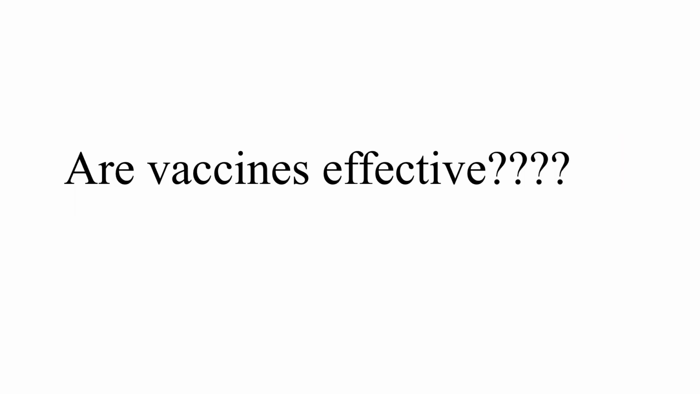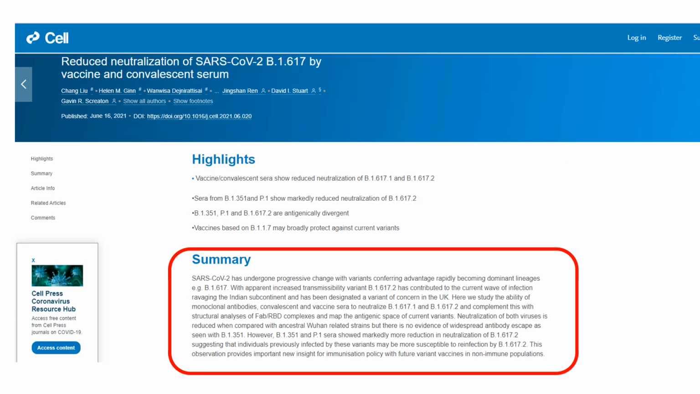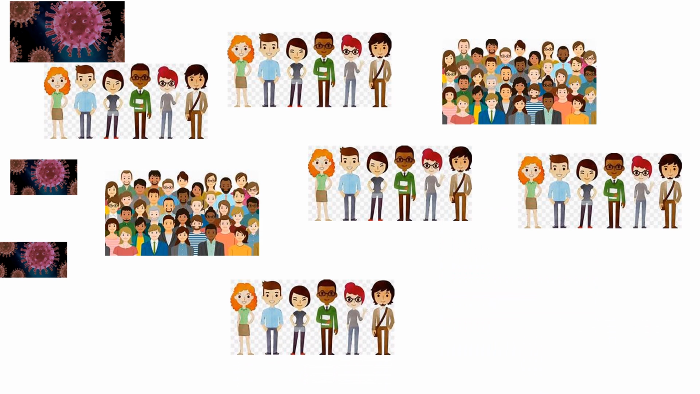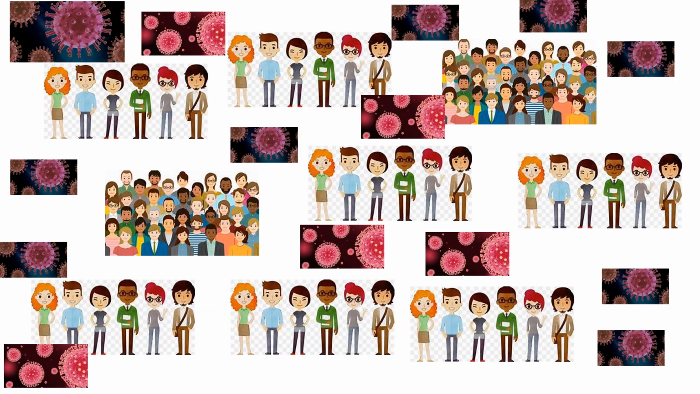Now, are the vaccines effective? A study in Cell Press states that yes, the vaccines are effective against the different variants of COVID-19. But still we need to follow physical and social distancing and take all the preventive measures, because as these viruses replicate in more hosts, they will mutate and lead to a number of variants which could be more transmissible or more contagious. So let's stay safe.